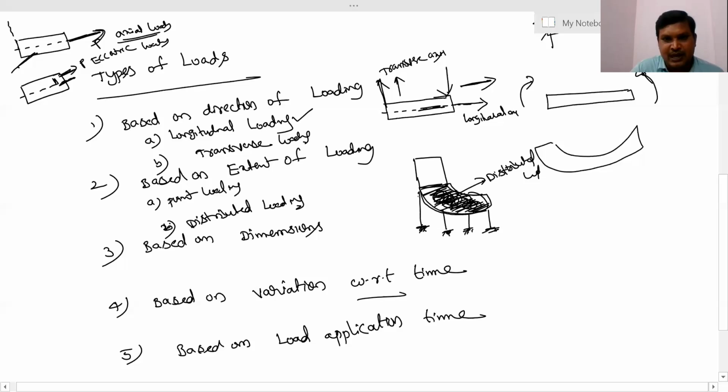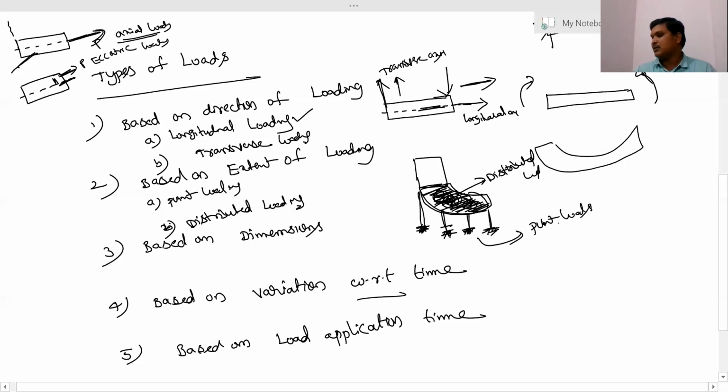So this individual leg force is acted on this point. This individual leg force is acted on this point. This individual leg force acted on this point. This individual leg force acted on this point. Different points. All these 4 are point loads.